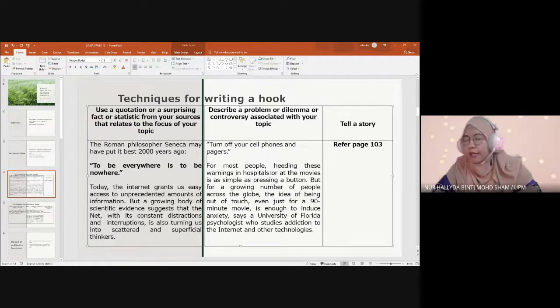Okay, and next one, tell a story. For this one you have to refer to page 103 because the introduction is quite long, I cannot fit all the paragraph in this column. If you look at page 103, the sample introduction, this is another clever and creative way of opening your essay. You start with a story. I mean, who doesn't like a story, right?